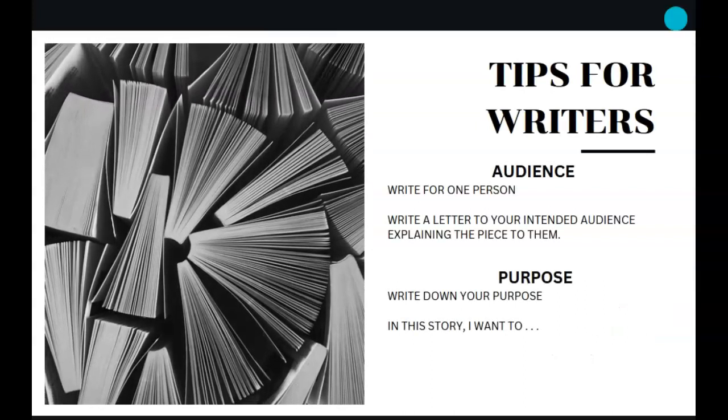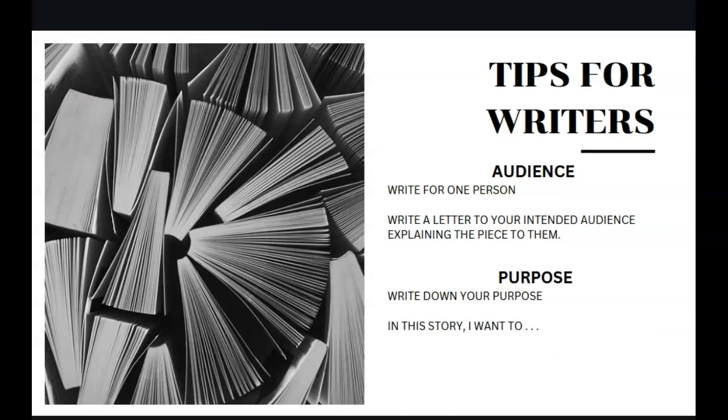So here are some tips to take into consideration as a writer. Write for one person. That helps you to hone in on how to write, what to write, and how to organize things for yourself. That can help you to put pen to paper. One way to do that is to write a letter to your intended audience explaining the piece to them. That can help you become more specific about what you're doing and why you're doing it. And same thing with your purpose. Write down your purpose. What is it that you want to do? What is it you want to accomplish? What are you trying to achieve? You can start that off by simply saying, in this story, I want to, and then go through and finish that off.